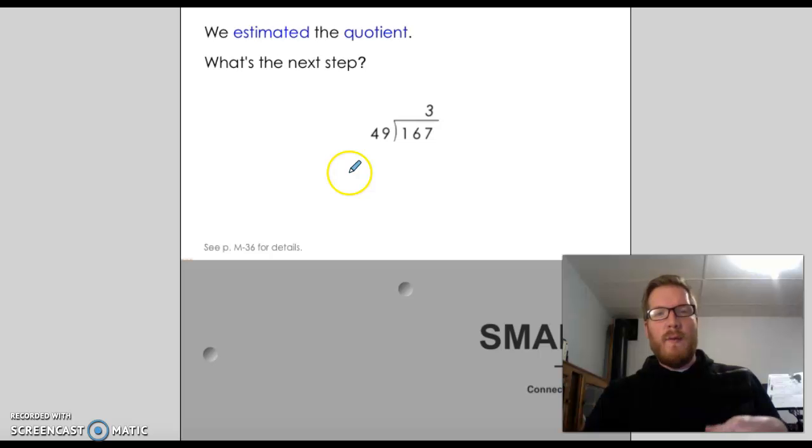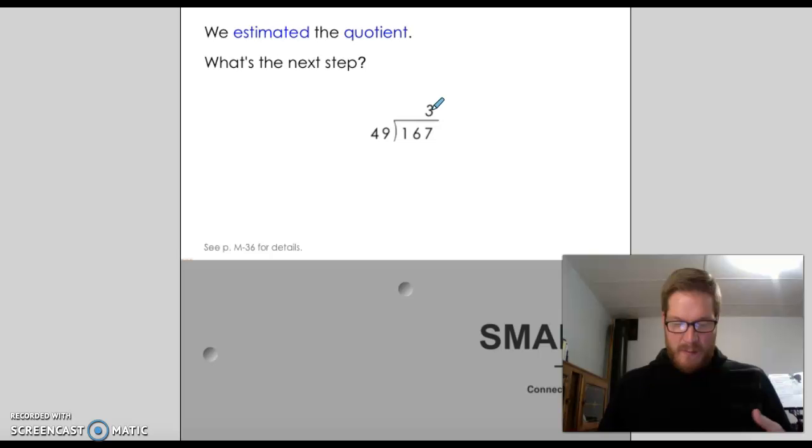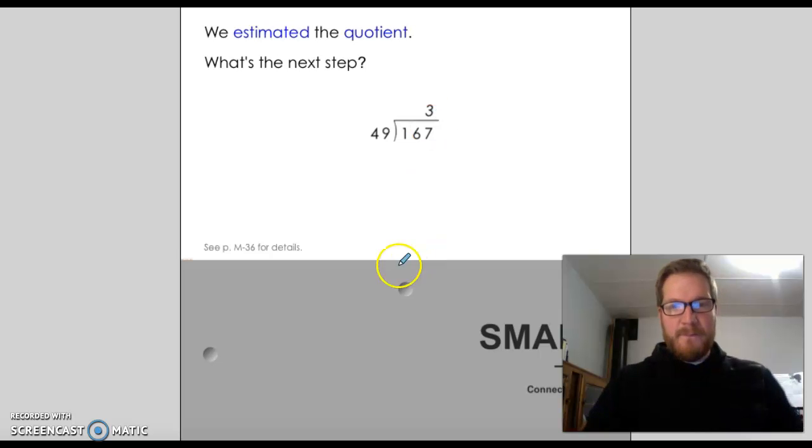All right. So then we estimated the quotient. We said this would be 50 into 167, so basically 5 fits into 15 3 times. So then what's the next step? Well, then we have to start saying, it becomes 49 times 3. So the next step is actually figuring out what 49 times 3 is.